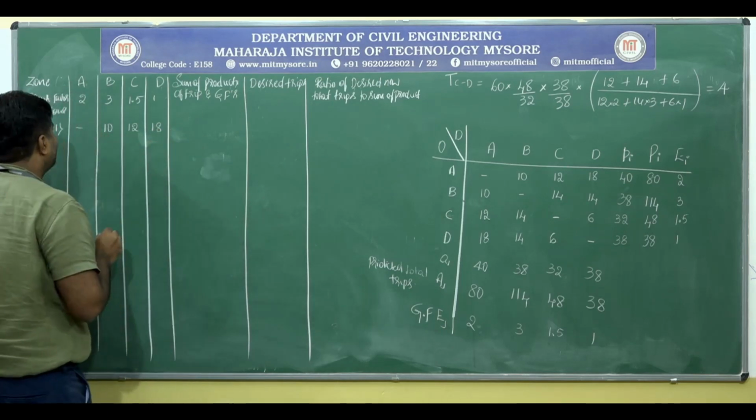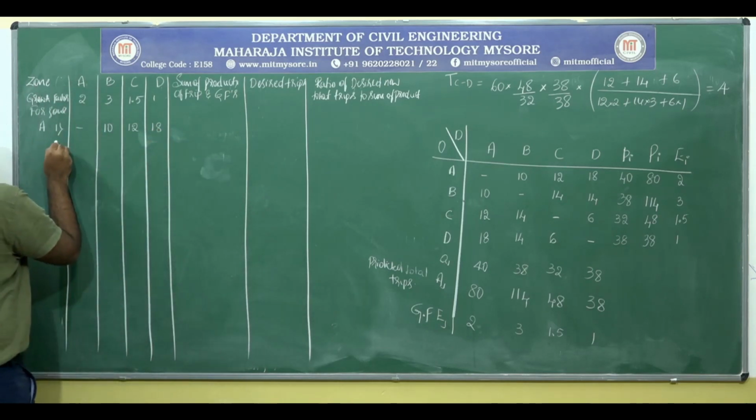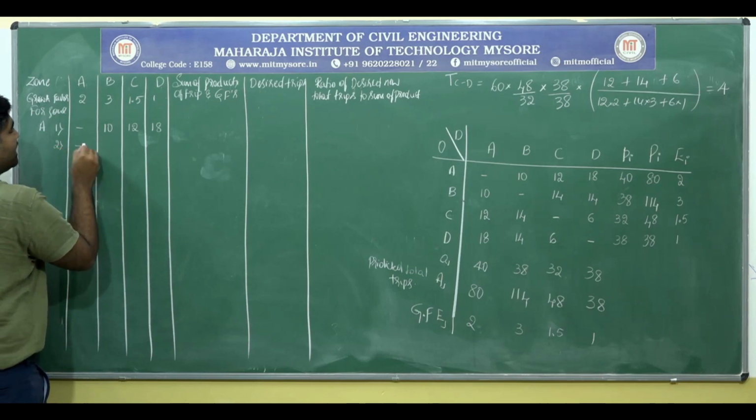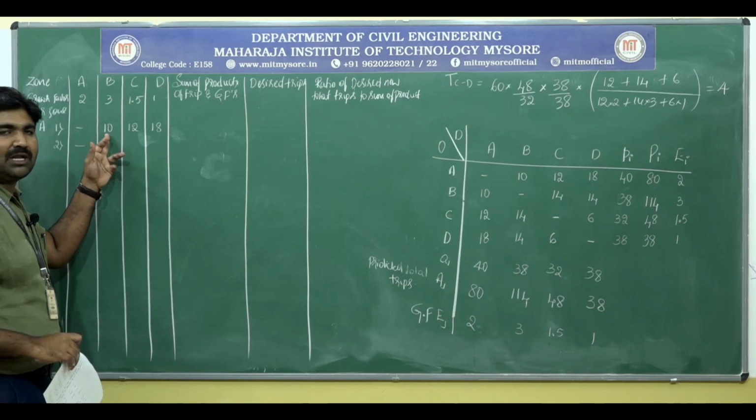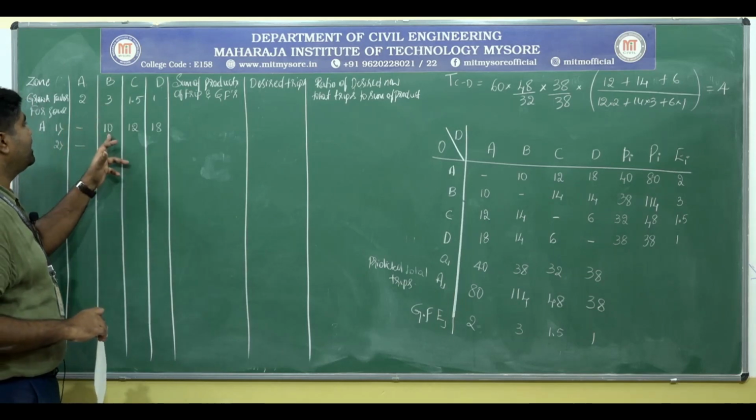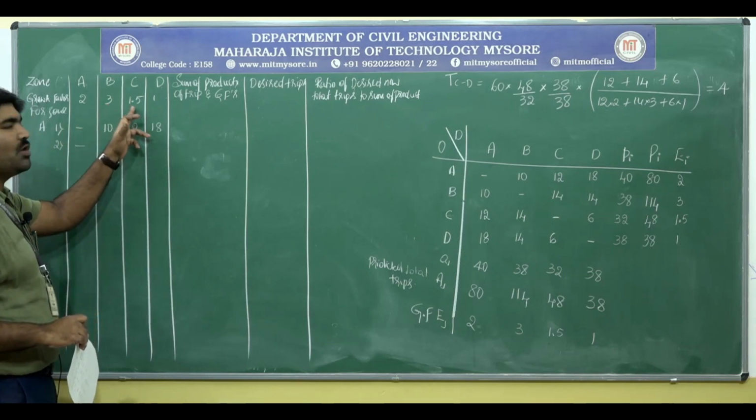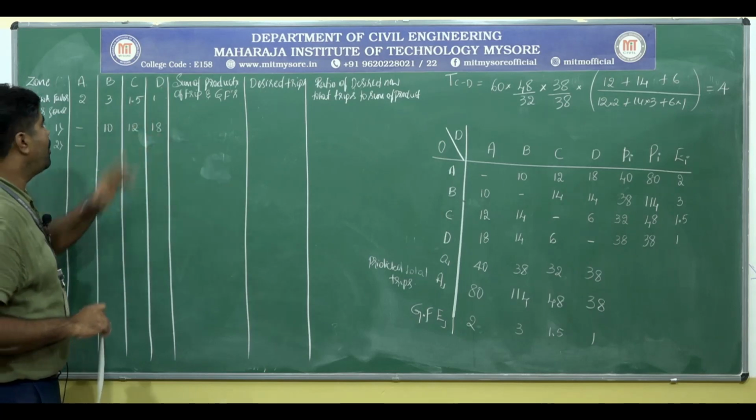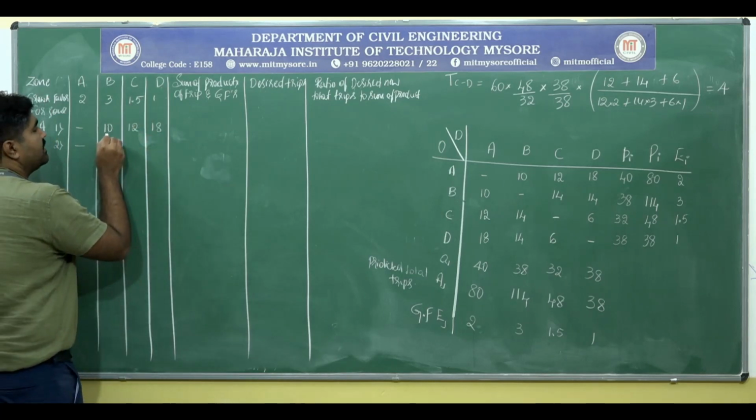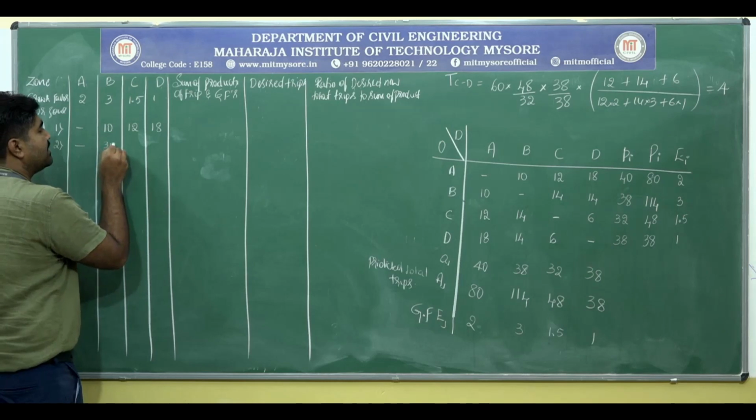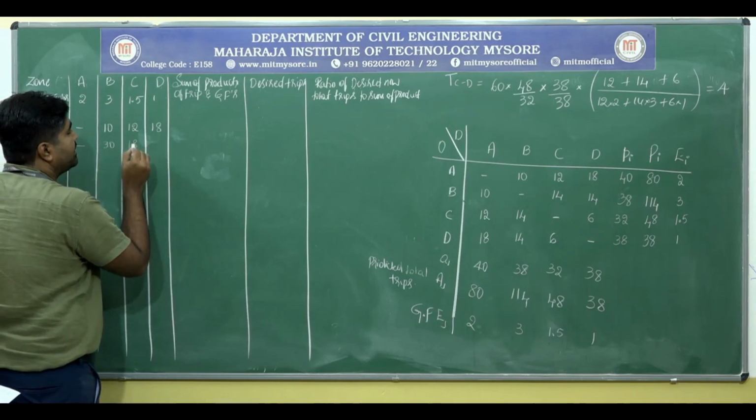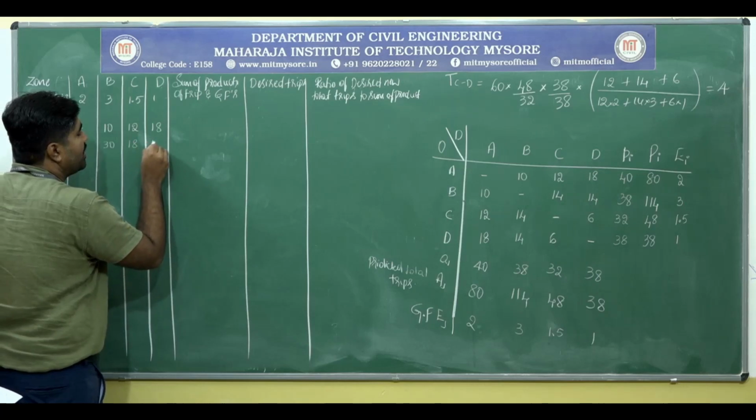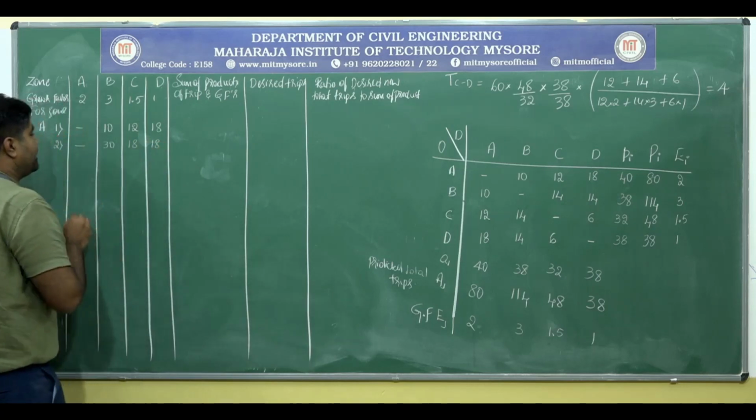Okay, and these trips should be multiplied with the respective growth factors: 10 into 3, 12 into 1.5, 18 into 1. 10 into 3 will get 30. 12 into 1.5 will get 18. 18 into 1 will get 18.